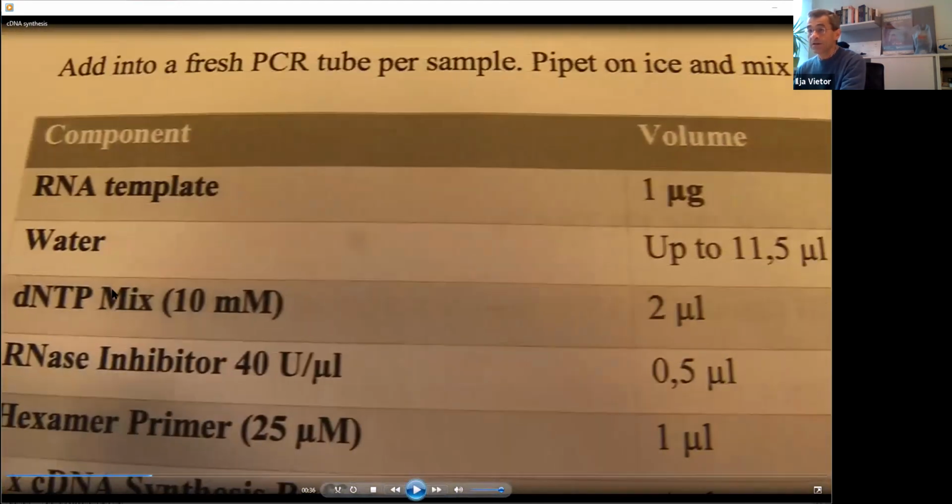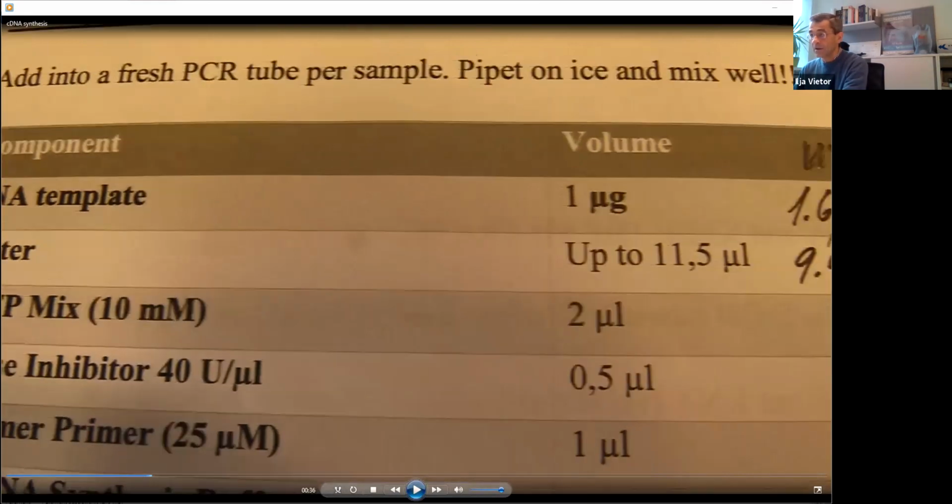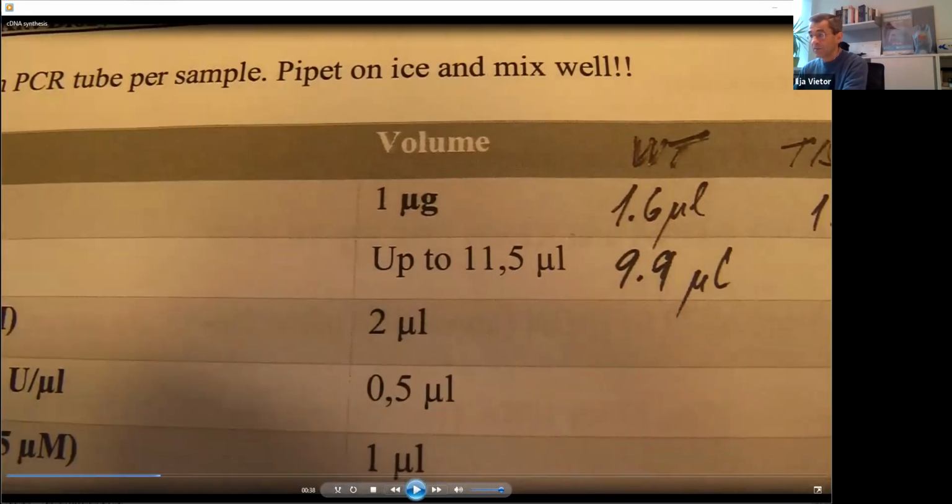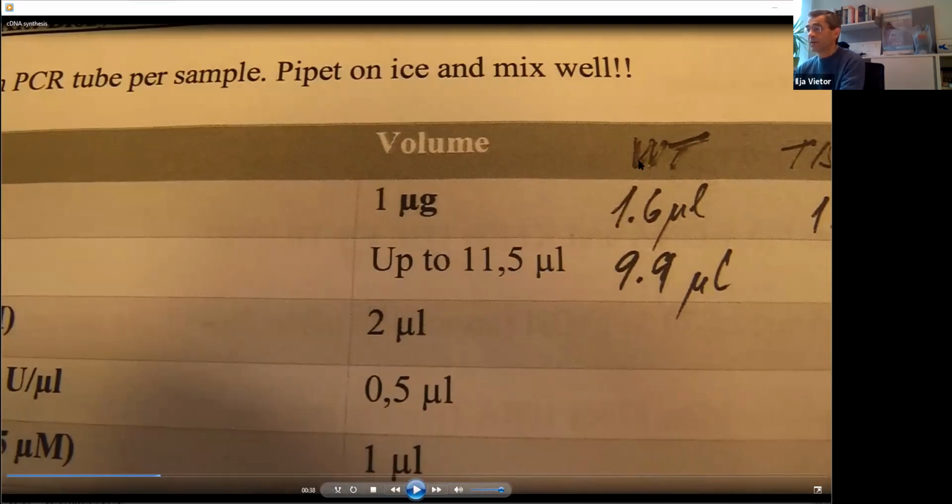So always start pipetting with the highest volume, which is in our case water. It has to be calculated depending on the concentration of RNA. So you know already concentrations, which we have measured at the end of the previous video. And the total volume should be 11.5 microliters. So this is the concentration of RNA for the first sample if you want to use 1 microgram.